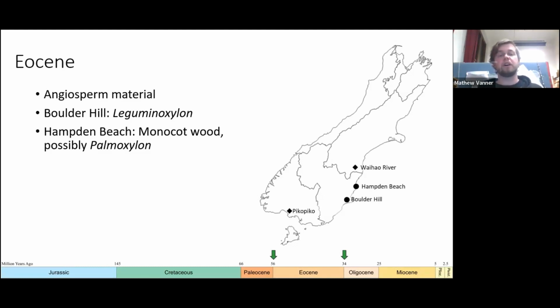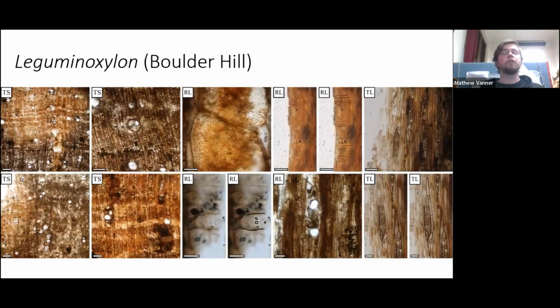And from Hampton Beach, I identified a monocot wood, which is possibly a palm, but unfortunately, due to its preservation, it doesn't have all of the features required to definitively say that yes, this is a palm, and then say which genus or species that palm should be. So the legume sample has a very wide range of features.